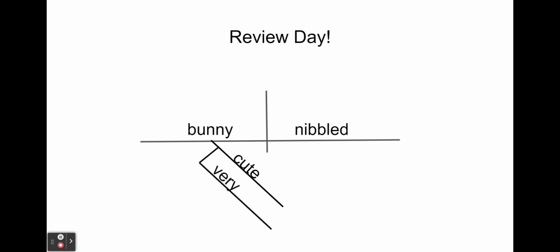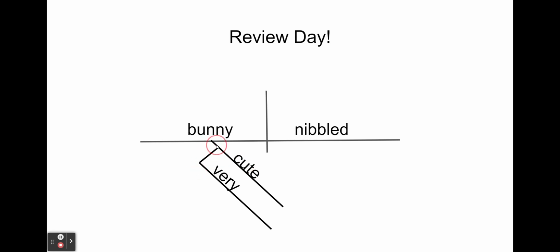What action? Nibbled. Who or what nibbled? Bunny. What kind of bunny? Yes, cute bunny. Cute describes the bunny, right? What kind is an adjective question. What kind of bunny? Cute bunny. But scholars, how cute? Very cute. Very is an adverb describing the adjective cute.